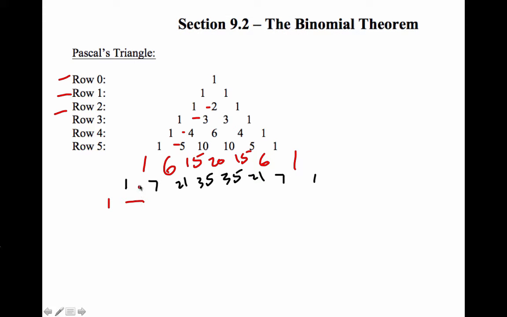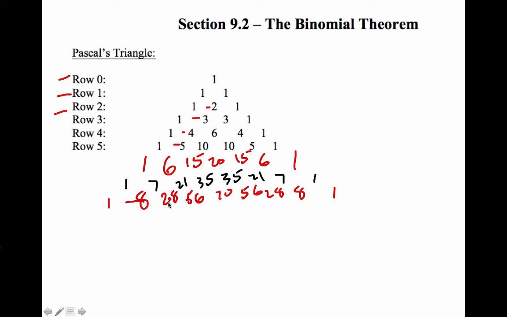then 1, 8, 28, 56, 70, 56, 28, 8, 1. You've probably seen Pascal's triangle before.